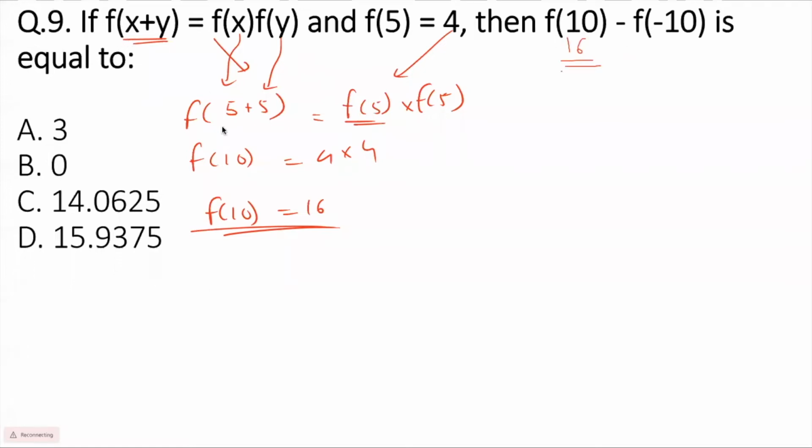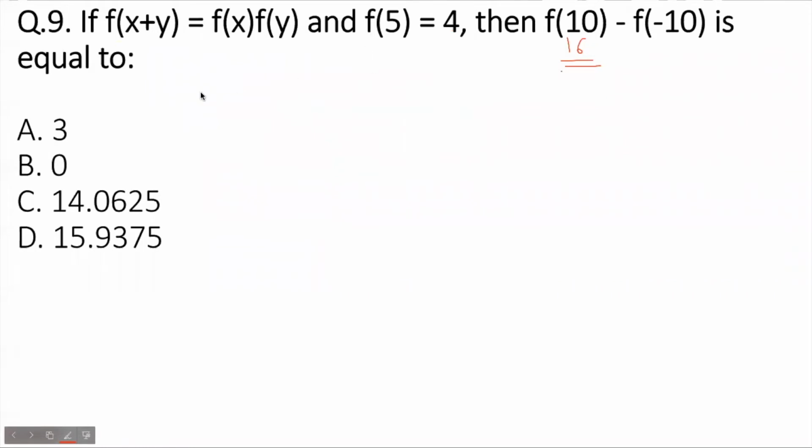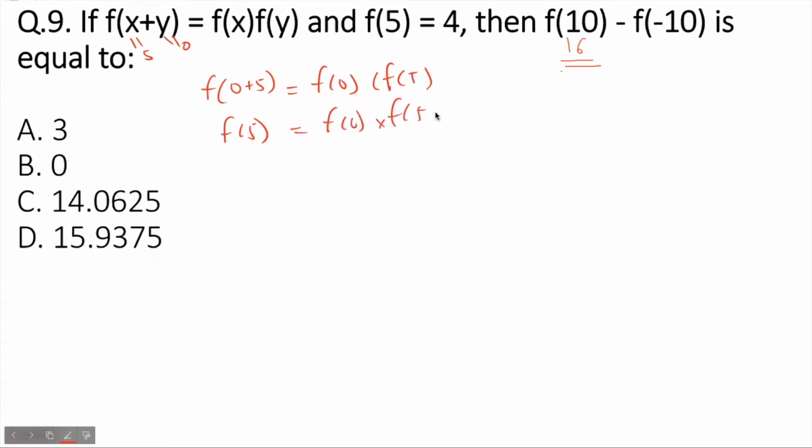Okay, now comes the next part where we'll calculate the value of f of minus 10. Now for that, guys, we will have to put x as 5 and y as 0. So that we are going to get f of 0 plus 5 is f of 0 into f of 5. So f of 5 is equal to f of 0 into f of 5. I know that f of 5 is equal to 4, which is non-zero. That's why it can be cancelled out from both sides. We will have f of 0 is equal to 1, right?